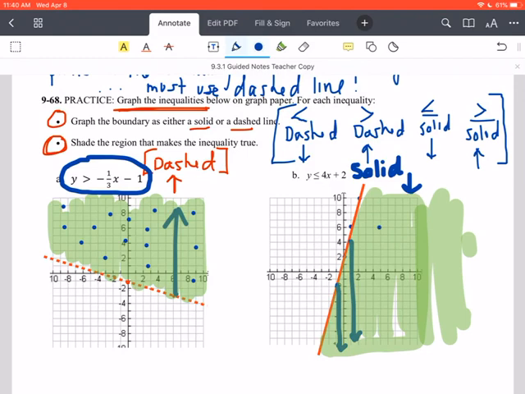So the moral of the story is any point in the shaded region, all of these points will make this inequality true. Okay, so I really want you to focus on practicing these if they come up in your homework, and we're going to continue with this idea of graphing two variable inequalities the next few days.